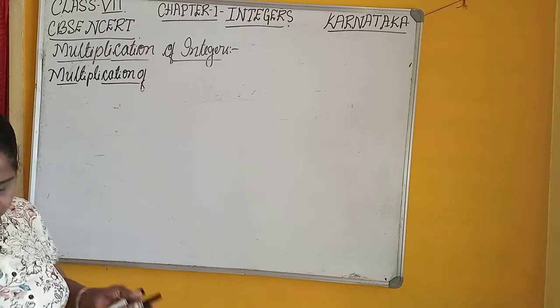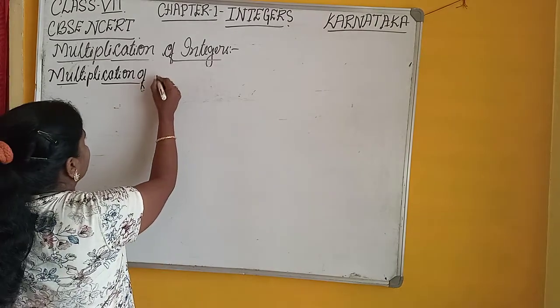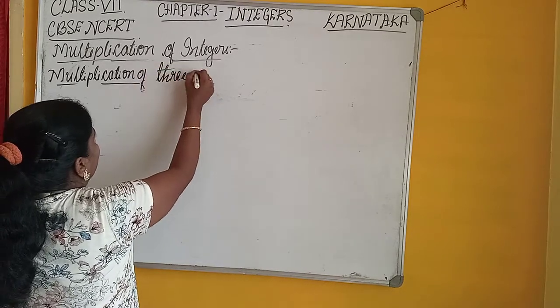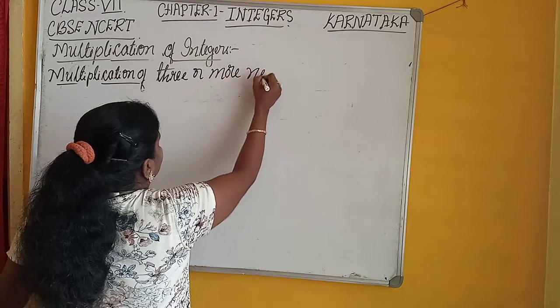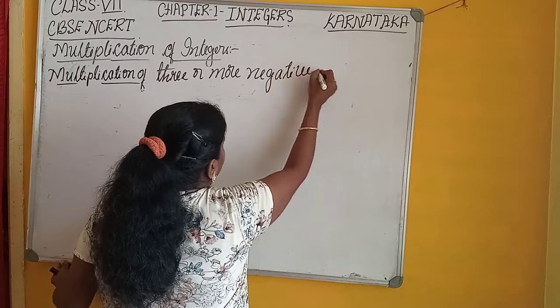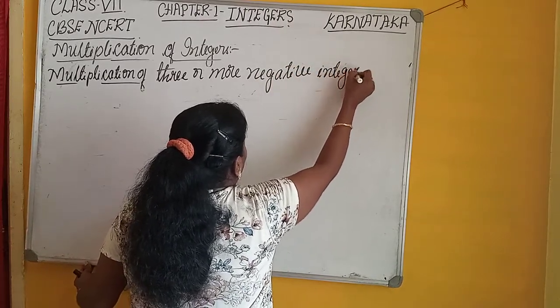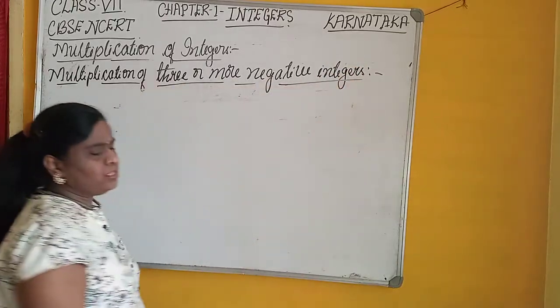Multiplication of three or more negative integers. How can we multiply three or more negative integers?